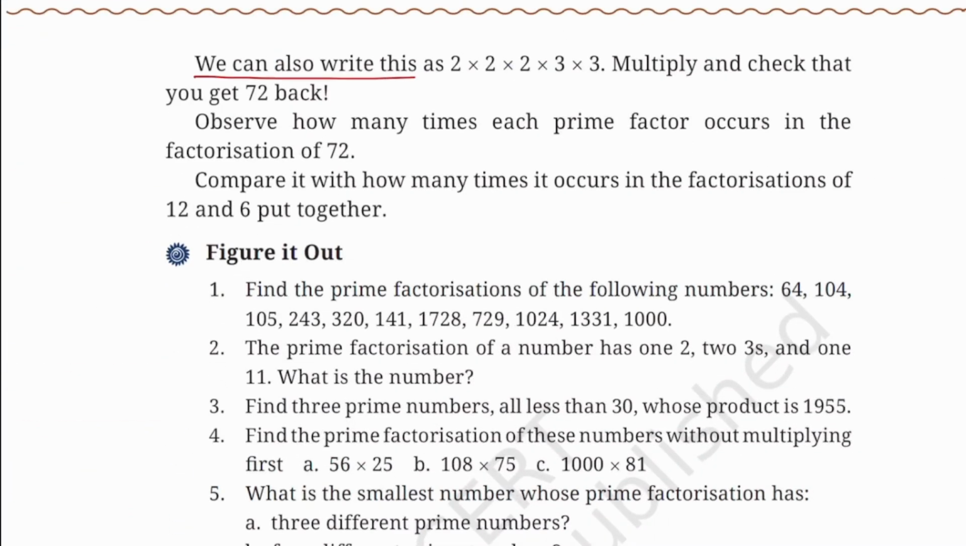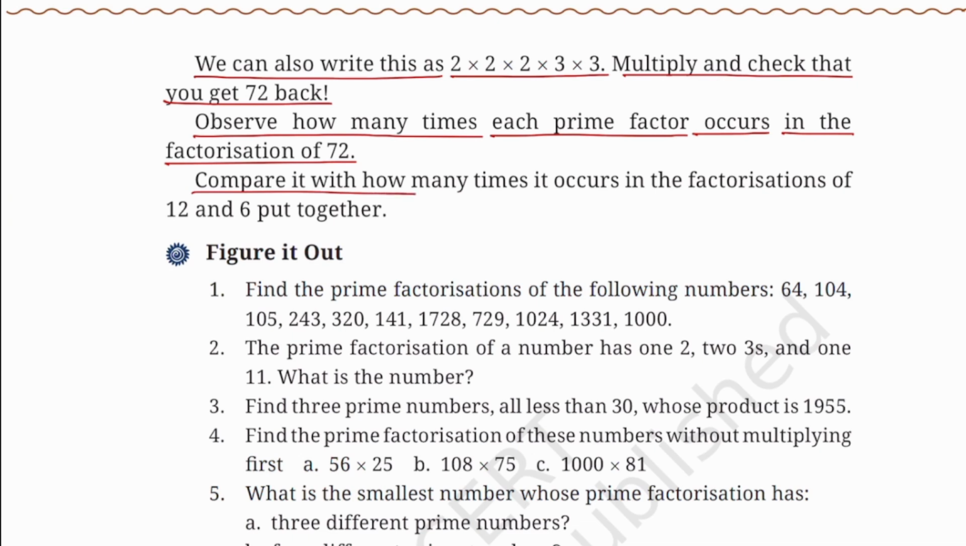We can also write this as 2 into 2 into 2 into 3 into 3. Multiply and check that you get 72 back. Observe how many times each prime factor occurs in the factorization of 72. Compare it with how many times it occurs in the factorization of 12 and 6 put together.